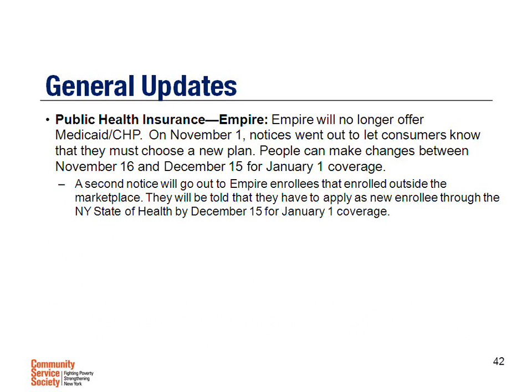But clients are getting those notices, and they're being informed that they can go ahead and change plans. The key point here is that they have to change after the 15th. Otherwise, they will not be making appropriate changes, right? A second notice will go out, and especially for those who have Medicaid or CHIP through the old system, through the local Department of Social Services, they will also get a notice letting them know that they can go ahead and apply for Medicaid or CHIP through the marketplace.